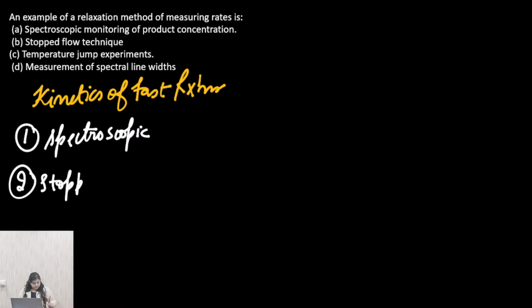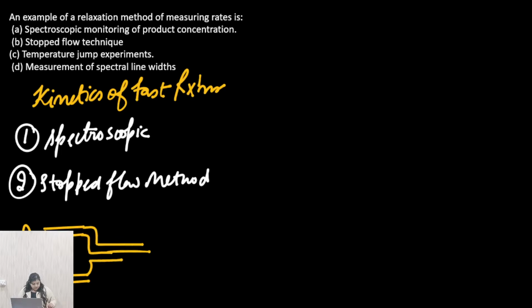It is called the stopped flow method. Suppose you have two reactant species: this is the inlet for A, and the other reactant is B, and this is the inlet for it. Both of them are brought from their respective inlets and passed into a common tube. So here the mixture of A and B is flowing through the tube, so here it will be A plus B.